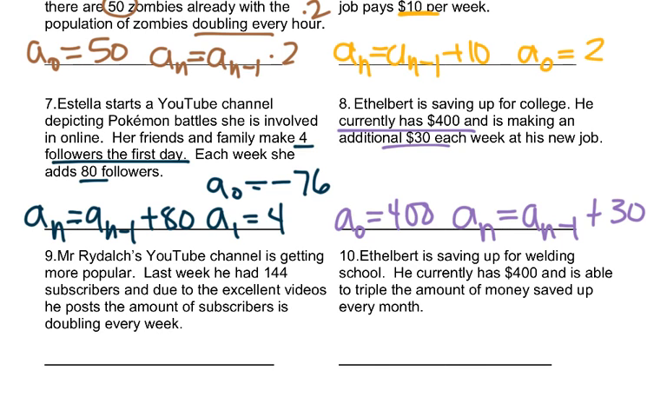Alright, number 9, Mr. Radolch's YouTube channel is getting more popular. Last week he had 144 subscribers, and due to the excellent videos he posts, the amount of subscribers is doubling every week. Okay? So last week, that's kind of like where we're starting right now. Okay, because we didn't deal with last week. So that's a sub 0 equals 144. Then I'm doubling. Doubling is my growth, so it's geometric. It's timesing by 2. So a sub n equals a sub n minus 1 times 2.